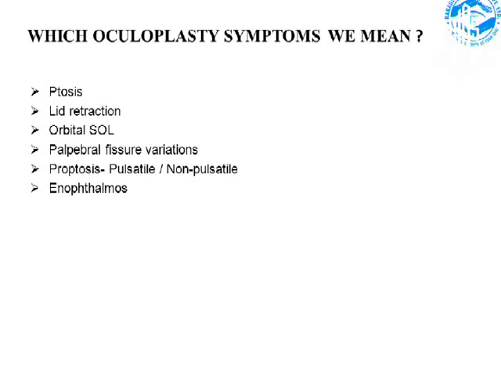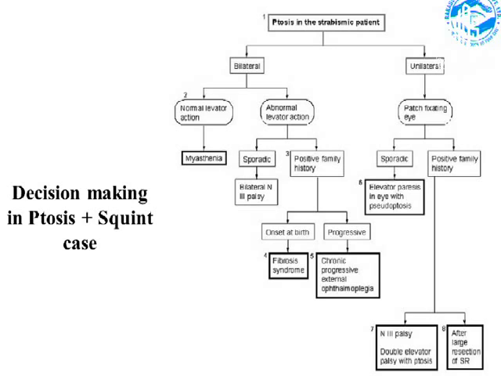special conditions. So when we talk about plastic setups, what do we really mean? We mean ptosis, retractions, orbital space occupying lesions, all palpable visual variations, proptosis, which may be pulsatile or non-pulsatile, and anaphylaxis. This is a brief small chart just to make us understand how to make a decision in managing a squint and ptosis case combined together.